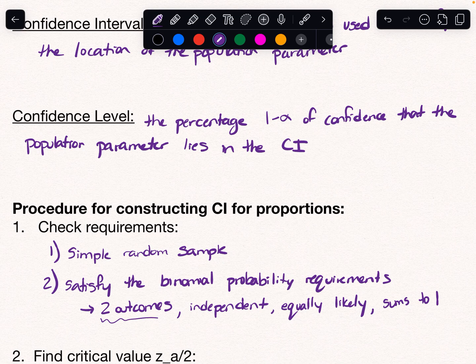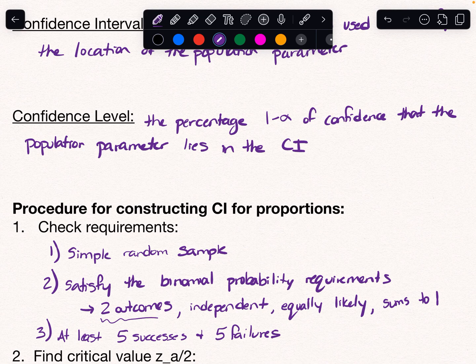Okay, our third requirement, there are 3. I need at least 5 successes and 5 failures. So I need to know, in whatever sample I'm doing, 5 people know what Facebook is, and at least 5 people don't know what Facebook is for us to even construct this proportion.